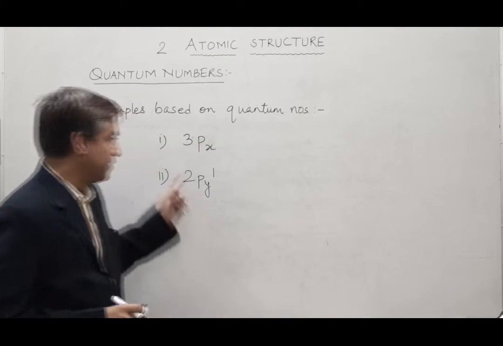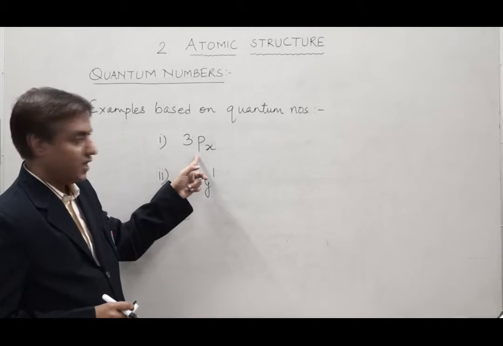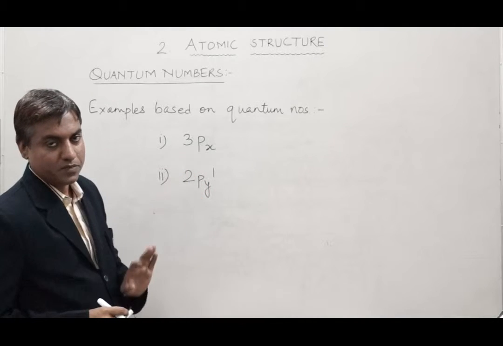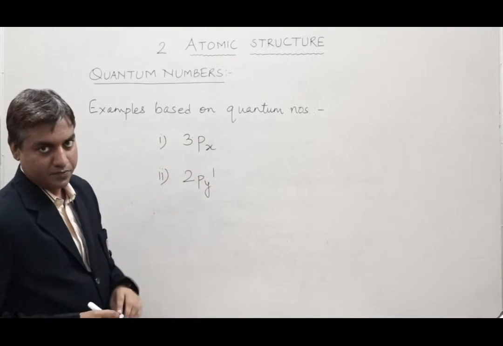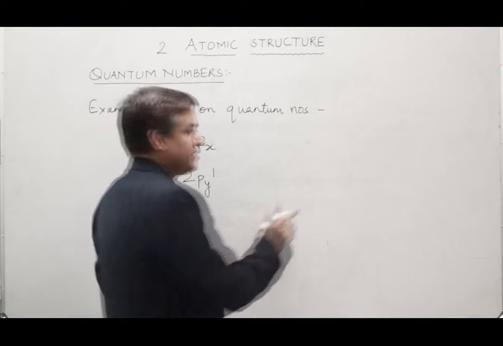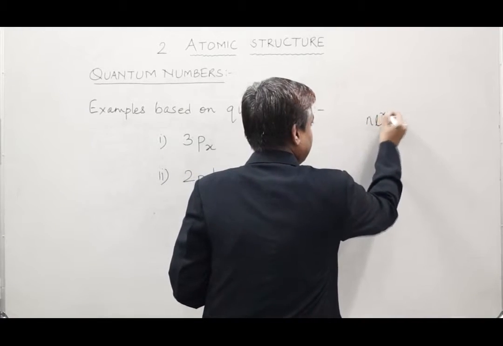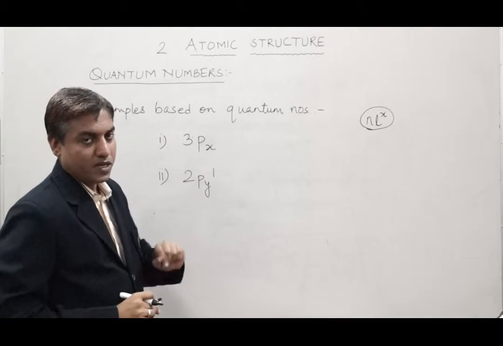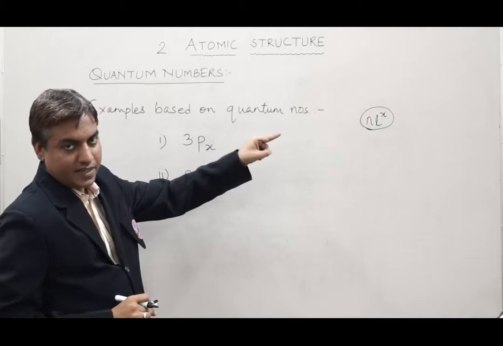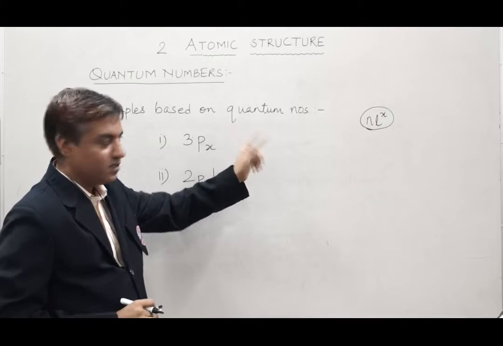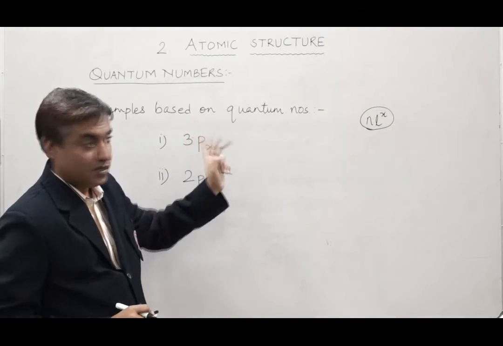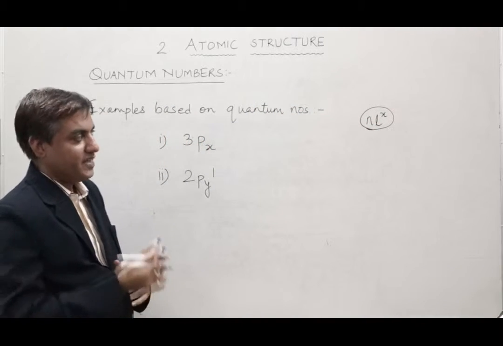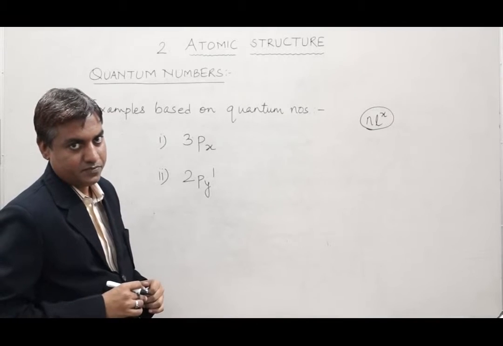Number 1, we have 3px. Now when you look at this configuration and try to find out the different quantum numbers, we can use a simple formula: n l raised to x. In this formula, the letter n represents the principal quantum number, l represents the azimuthal quantum number, and x represents the number of electrons. So it's very easy to calculate the quantum numbers.